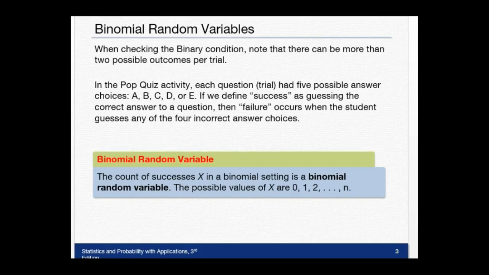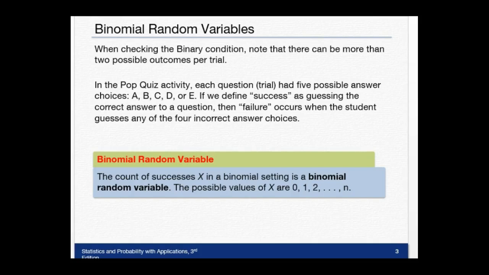When checking the binary condition, note that there can be more than 2 possible outcomes per trial. In a pop quiz activity, each trial had 5 possible answer choices, A, B, C, D, or E. If we define a success as guessing the correct answer to a question, then failure occurs when the student guesses any of the 4 incorrect.